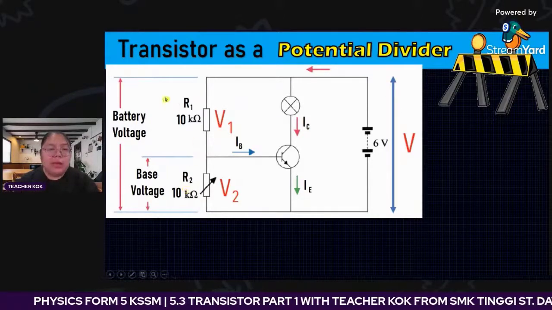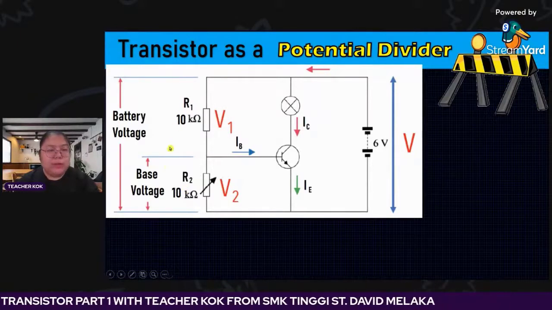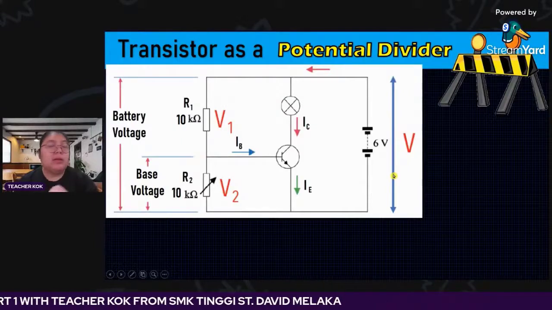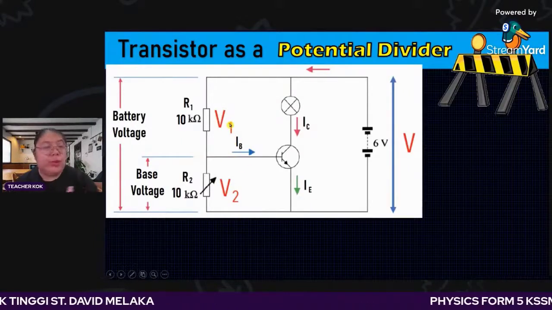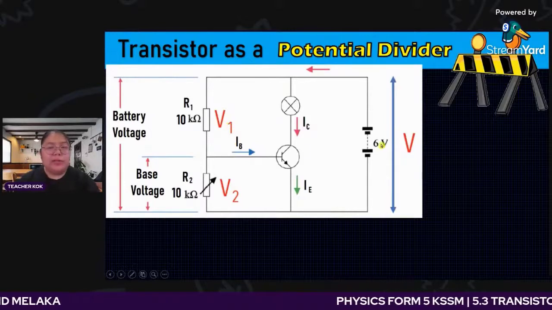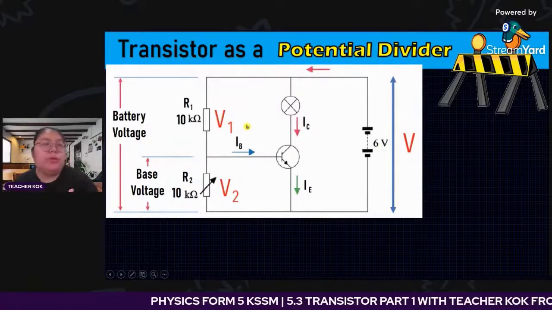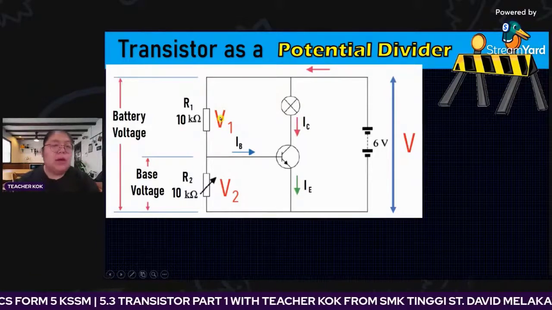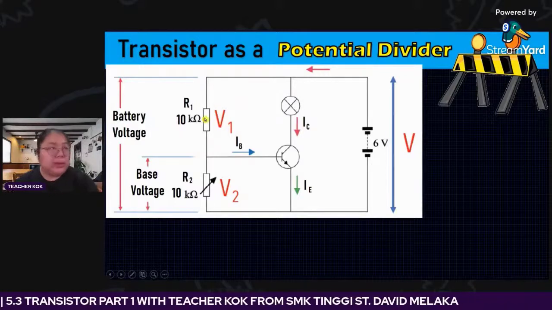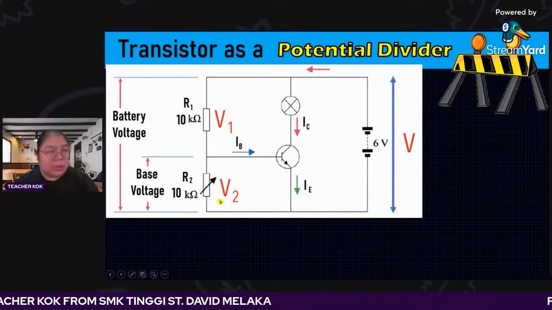So remember, from V1 until V2, the total is 6 volt. If you know V2, then you understand V1. If the total is 6 volt and V2 is 4 volt, then V1 is surely 2 volt. Remember, this one we call a voltage divider. So how do we divide? It depends on the resistors, R1 and also R2.